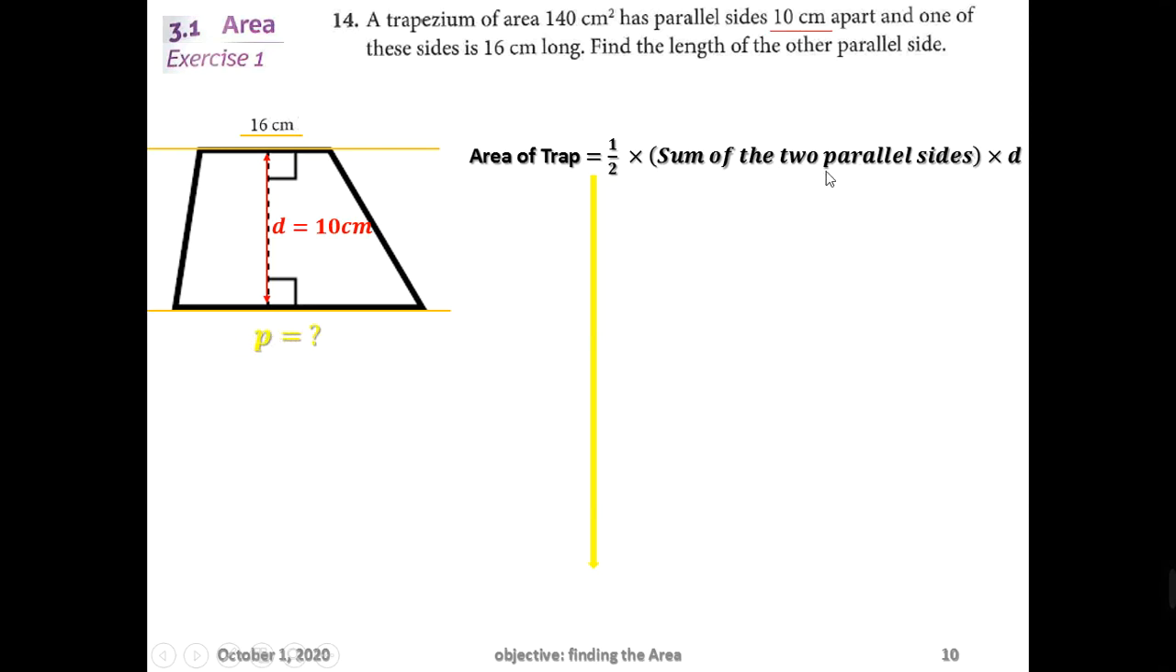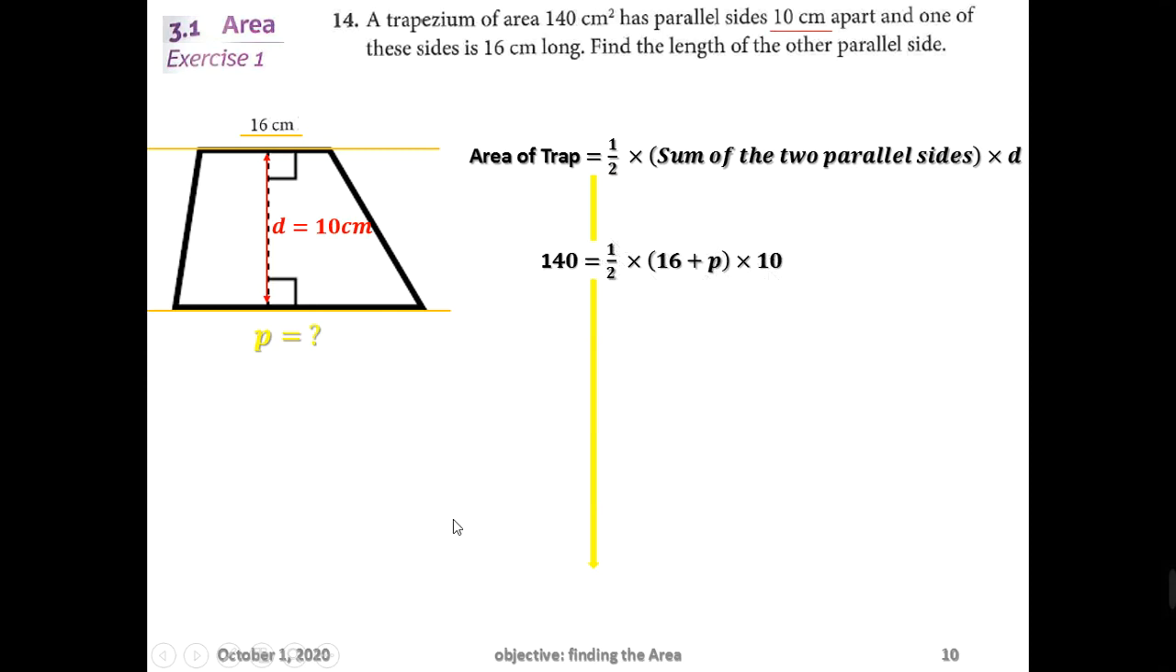So we're going to write in brackets 16 plus P, times D, which is the vertical distance between the two parallel sides. So the two parallel sides are 10 centimeter apart from each other. So the vertical distance between the two parallel sides is 10, so the D can be replaced with 10 as follows. 140 is equal to 1 over 2 times, inside brackets, 16 plus P, times 10.